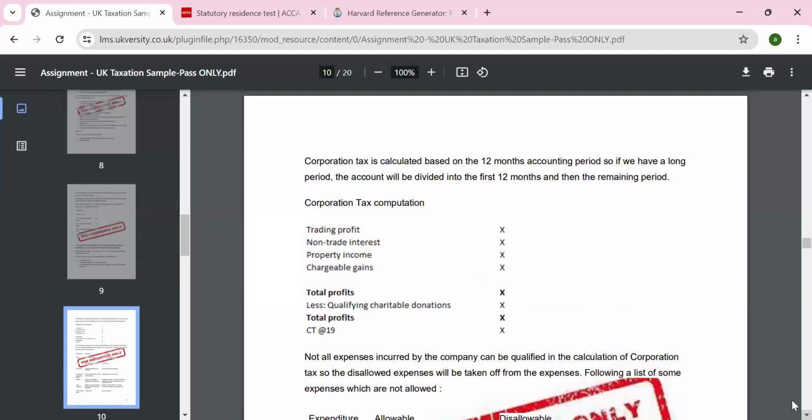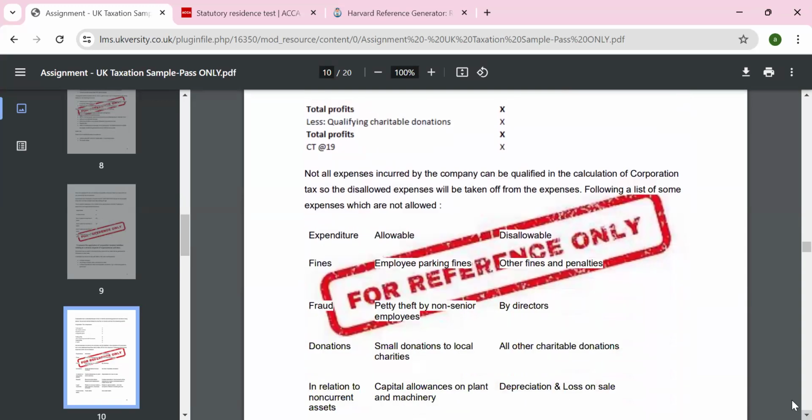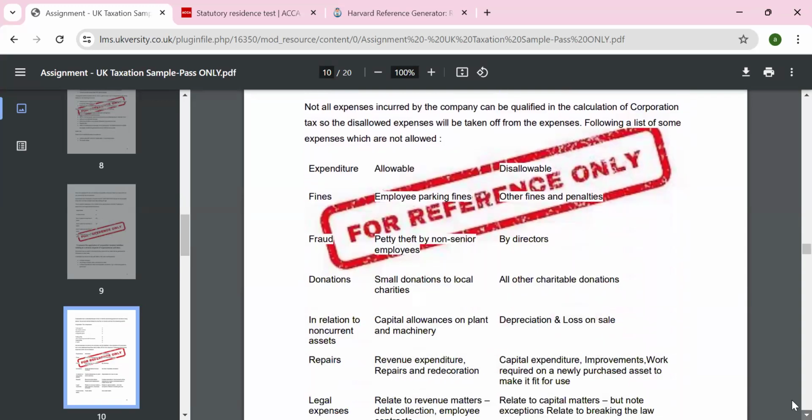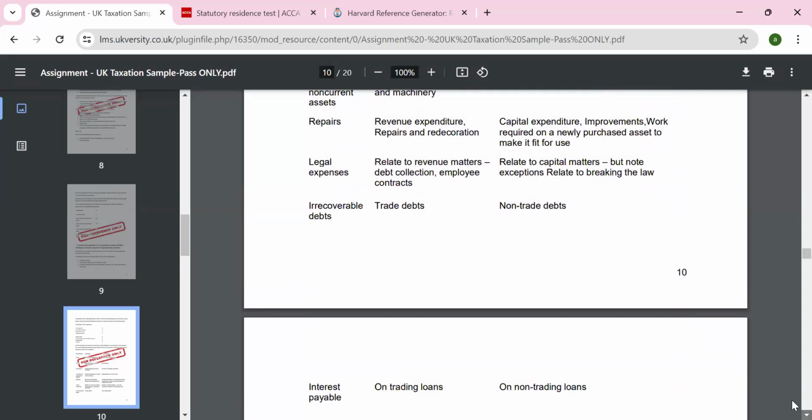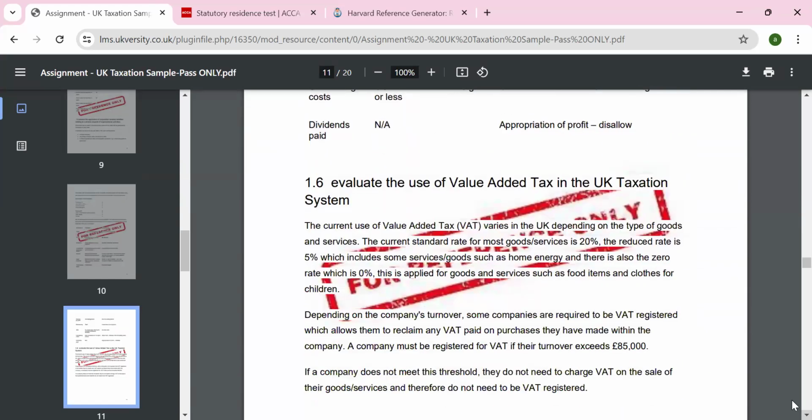Corporation tax is calculated based on a 12-month accounting period. If it is a long period, we can divide it into two CT periods. You've been given an example, which we can pick exactly the same, or you can pick a different example, which is fine as well. But please make sure you write in your own words and add the example to meet the criteria.